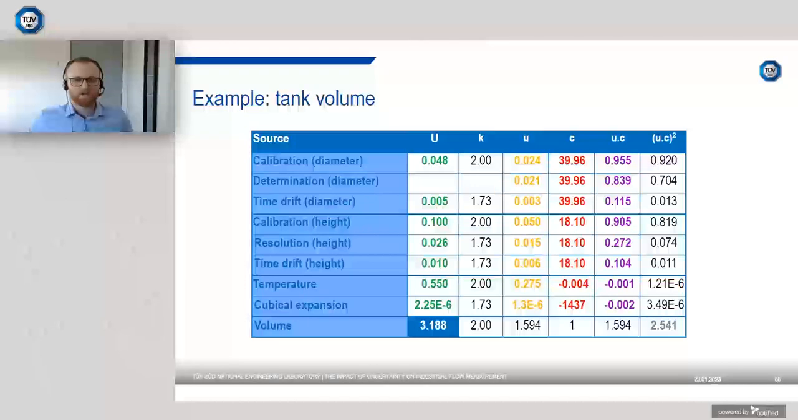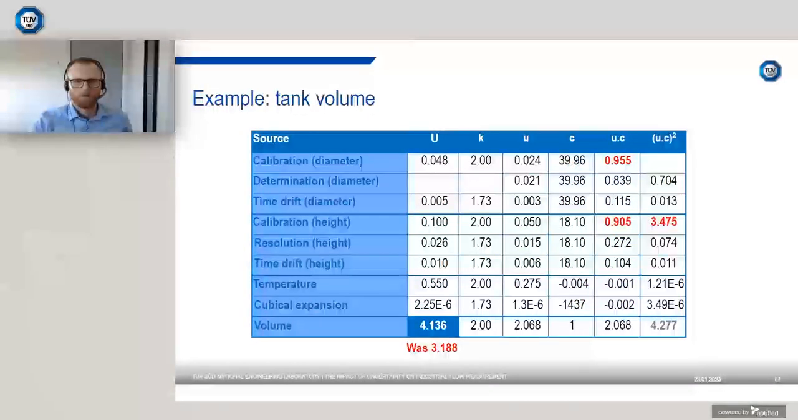Suppose the calibration uncertainties for the diameter and the height are correlated, in this case assuming full correlation. We will sum the UC terms together, so we'll add 0.955 and 0.905, and after we do that we will square that value to give us 3.475. If we work through our stages all the way down and back across, you'll see that your uncertainty value will be 4.136 as opposed to 3.188.